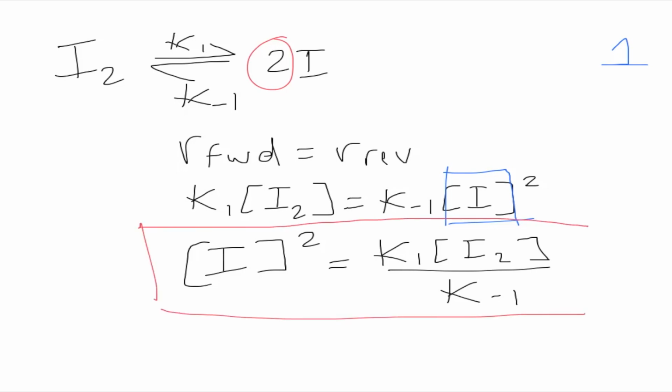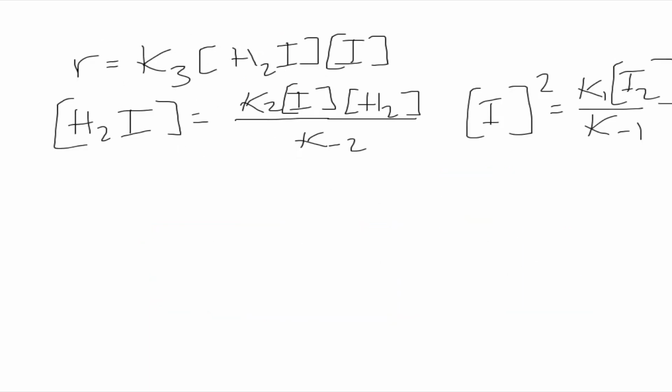So now we have expressions for iodine and H2I, and all we have to do is plug them into the equation. This was the equation we got from step 3, this was the equation we got from step 2, and this was step 1. Because we have I squared in here, we still can't plug that in here. But after we plug in H2I, you'll see that we will be able to do that.